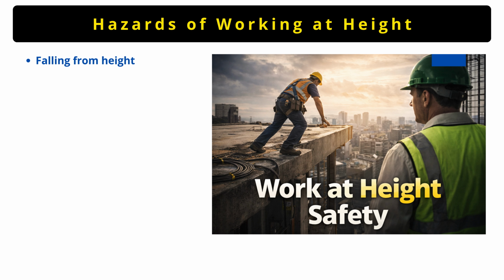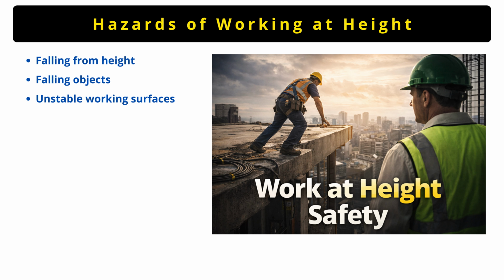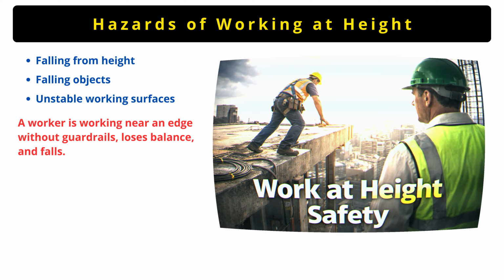Now let's talk about hazards of working at height. The first hazard is falling from height. The second is falling objects. Objects can fall from height. Another hazard is unstable surfaces. Let's understand with a real example. A worker is working at height on scaffolding without guardrails. Because there are no guardrails, the worker slips and falls down. So this is a clear example of a working at height hazard. Now you clearly understand the risks of working at height.